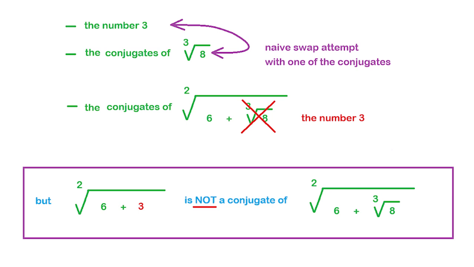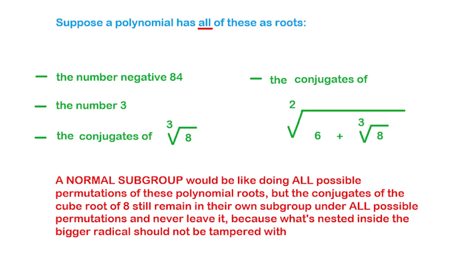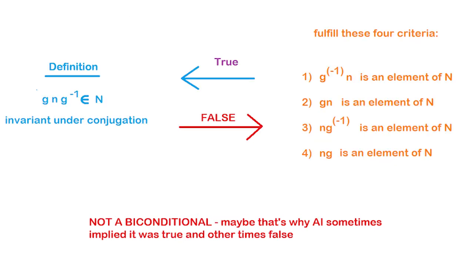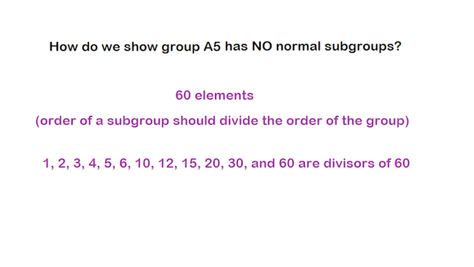So the roots we have inside of radicals never interact with roots outside of radicals, and I hastily claimed that normal subgroups operated in a similar way, in that what's in the normal subgroup never interacts with what's outside the normal subgroup. I'm not sure if that's always true. In any case, from there I claimed A5 had no normal subgroups, and I was pretty much done after that.